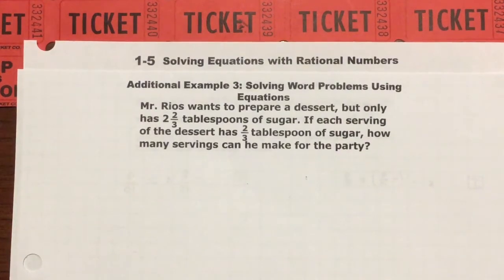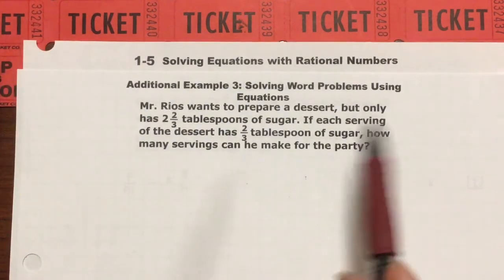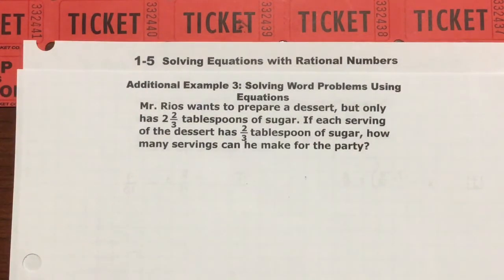Hey everyone, we are back and ready to attack this word problem. So example number 3, we're going to be solving word problems using equations. Let's go ahead and read it. Mr. Rios wants to prepare a dessert, but only has 2 2/3 tablespoons of sugar. If each serving of the dessert has 2/3 tablespoon of sugar, how many servings can he make for the party?